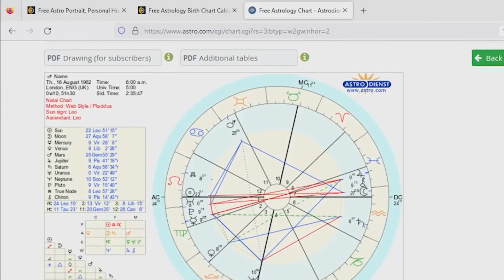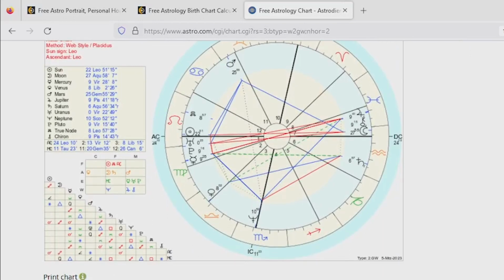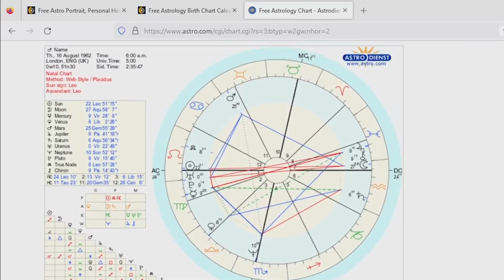And here again, we can see the birth chart. So this is just another site. It might look a little bit different, but it's going to have the same information. Again, you're going to be able to see the sun, the moon, the ascendant are all in Leo. You can see the same symbols. The chart may look slightly different, but it's the same.